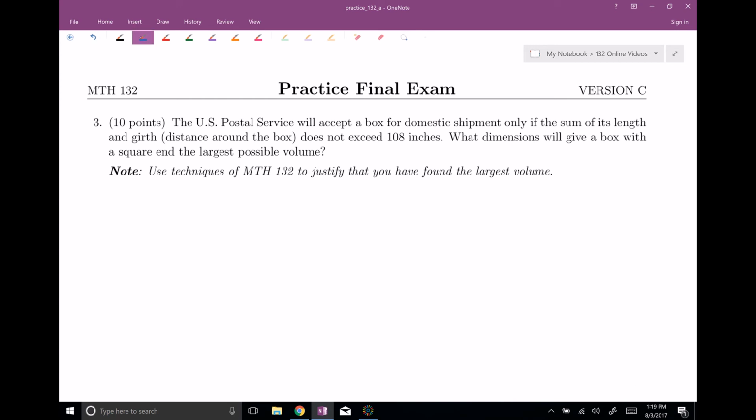And right there, those are the key words here, largest possible volume. That means that we're in an optimization sort of setting, right? We want to maximize volume. So this indicates we're doing an optimization problem. We want to maximize volume.